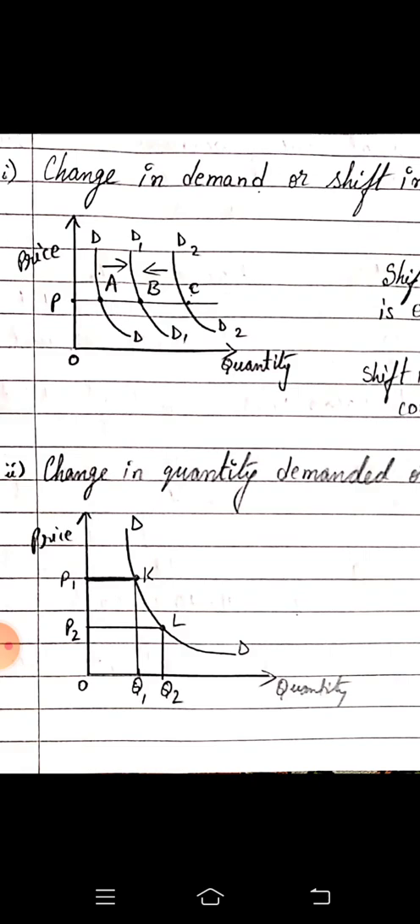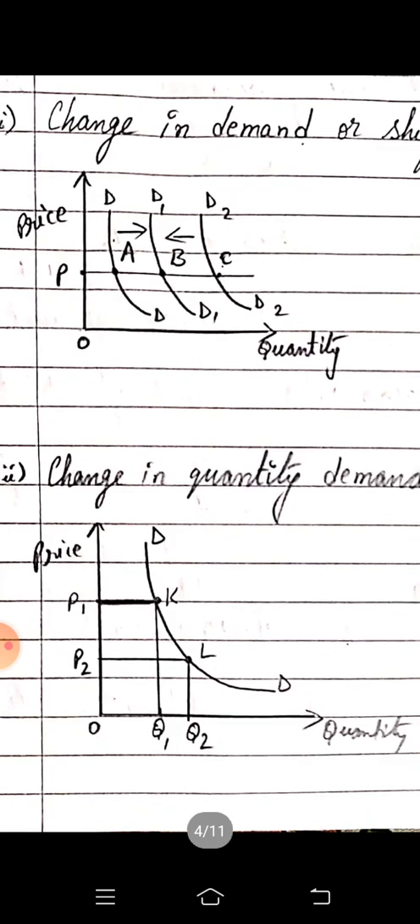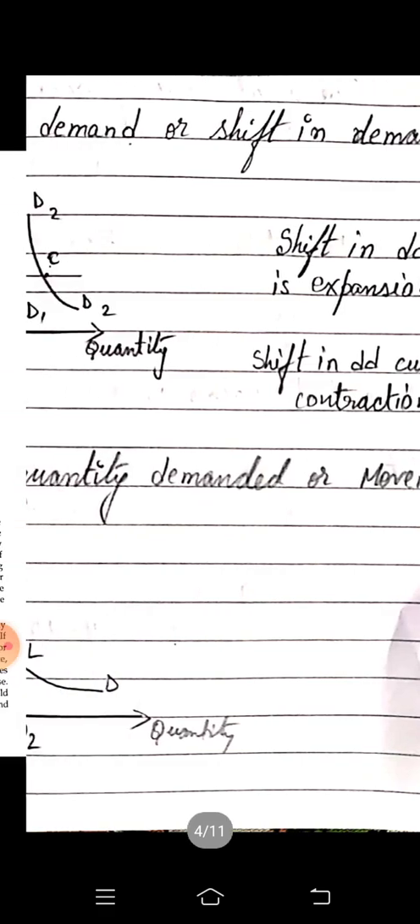But now we are coming to change in quantity demanded. Here the price is changing and the demand is also changing. As all of us know, the increase in price will lead to decrease in demand, right? As you have already understood this picture, I have explained this graph before. So it is saying the same thing, movement along the demand curve. How is it happening? Change in quantity demanded or movement along the demand curve.